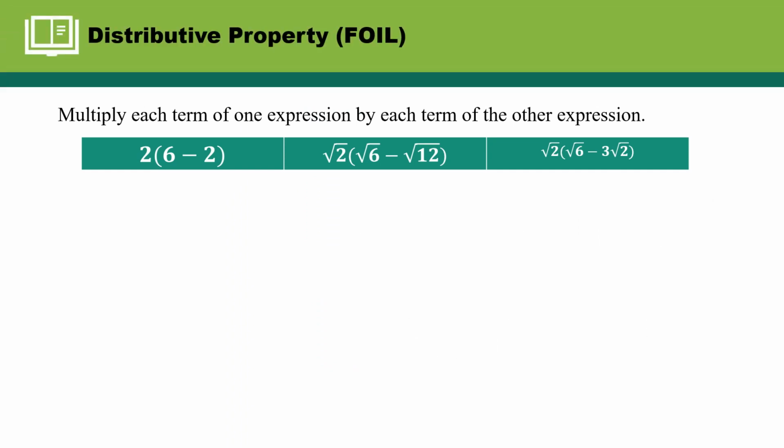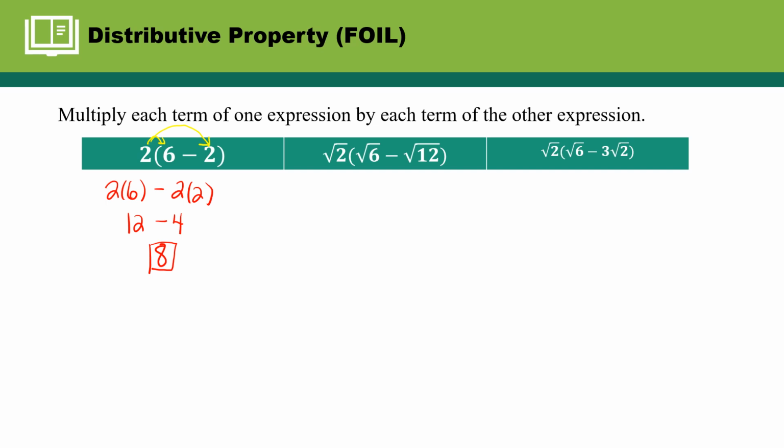To use the distributive property, we will multiply each term from one expression by each term in another expression. We will start by multiplying 2 times 6 minus 2. So we'll multiply 2 times 6 minus 2 times 2. That gives me 12 minus 4, which is equal to 8.